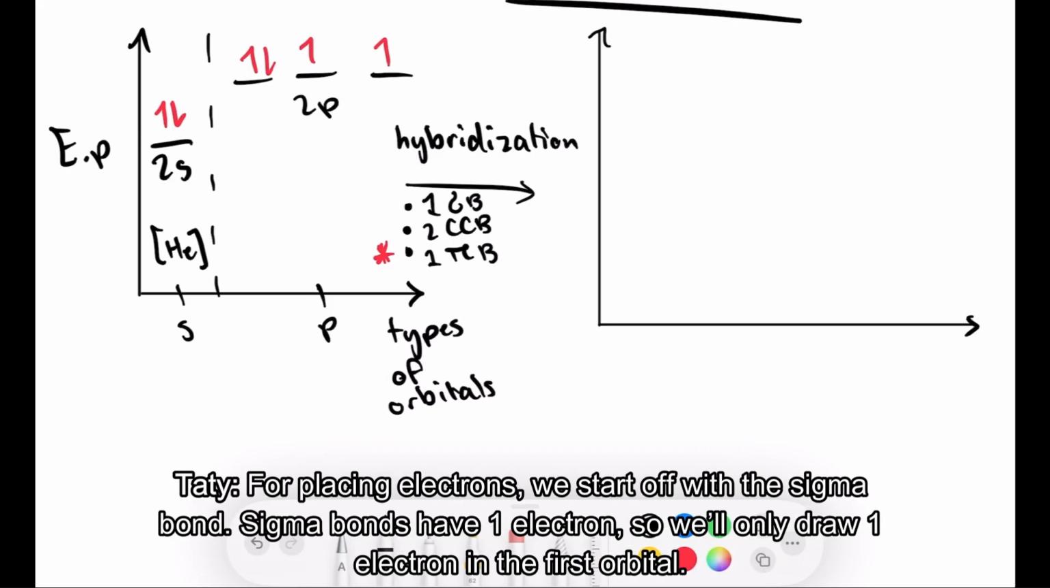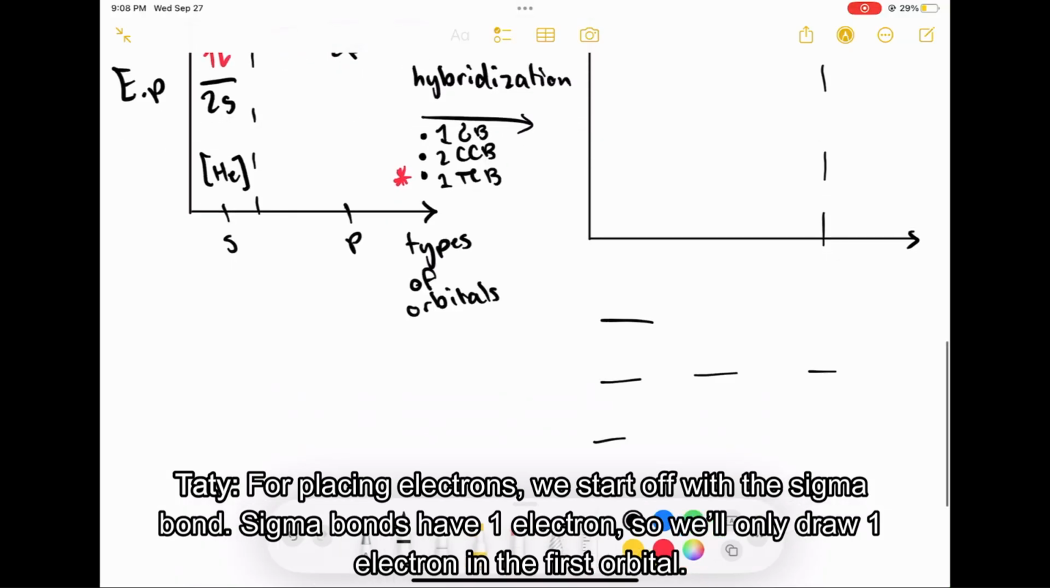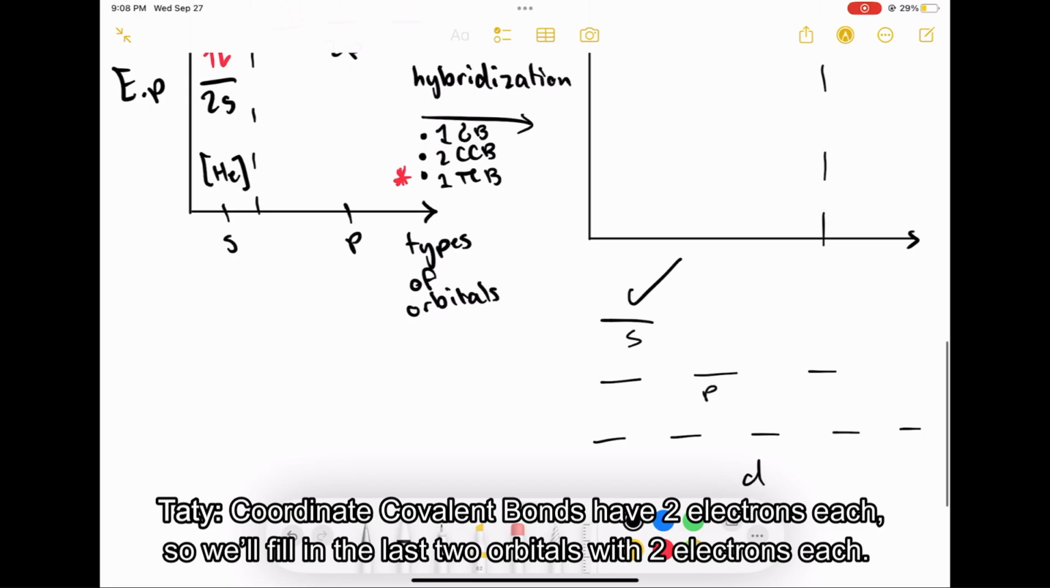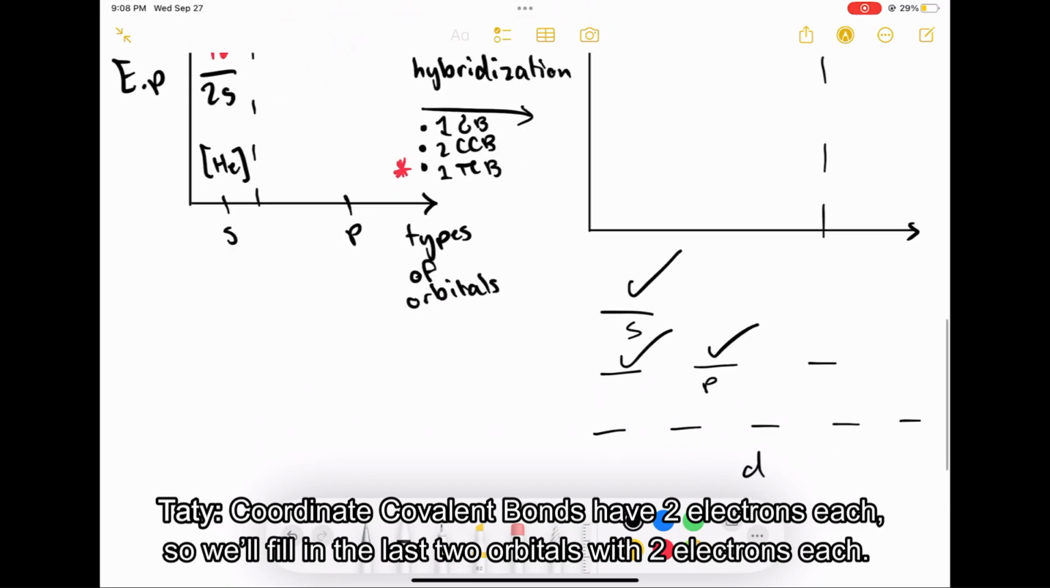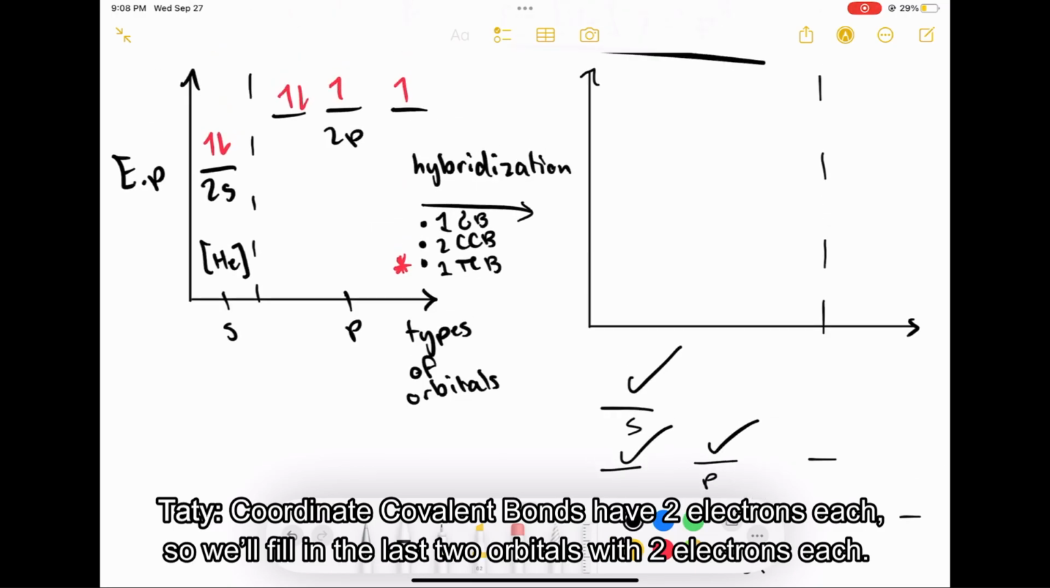For placing electrons, we start off with the sigma bond. Sigma bonds have one electron, so we'll only draw one electron in the first orbital. Coordinate covalent bonds have 2 electrons each, so we'll fill in the last 2 orbitals with 2 electrons each.